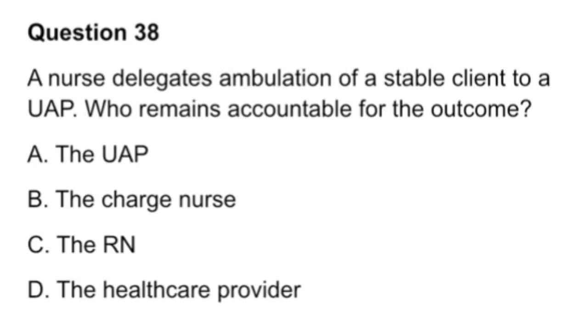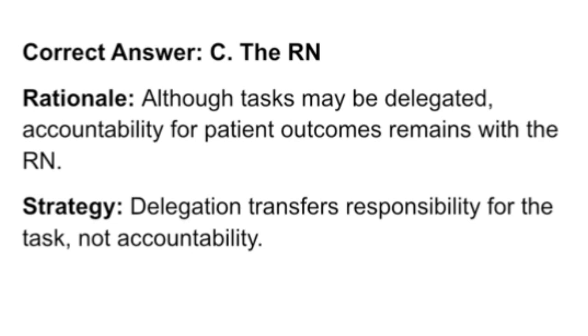Question 38. A nurse delegates ambulation of a stable client to a UAP. Who remains accountable for the outcome? A. The UAP. B. The charge nurse. C. The RN. D. The healthcare provider. Correct answer, C. The RN.